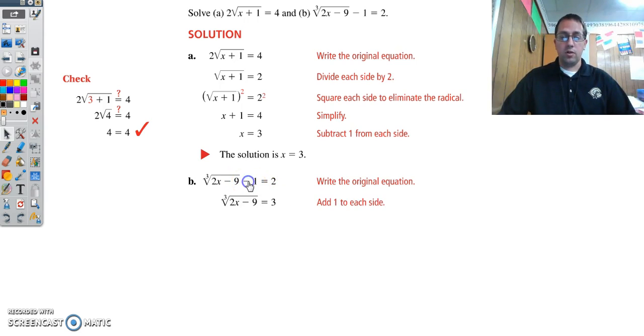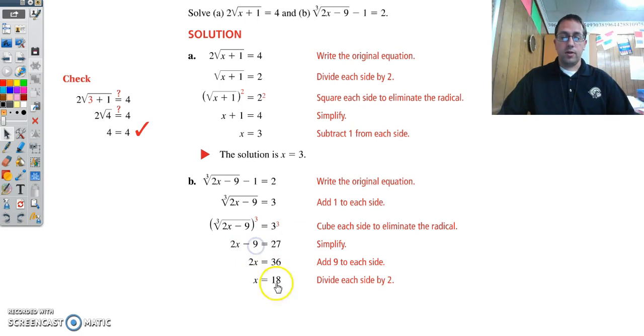So we're going to add 1 to both sides. So we have the cube root of 2x minus 9 equals 3. Now we need to get rid of the cube root. And to get rid of the cube root, we cube it. So we cube both sides, raise each side to the third power. So this is just going to turn into 2x minus 9, and 3 cubed is 27. And now we've got a linear equation. We know how to solve those. We've been doing that since middle school. So add 9, divide by 2, x equals 18.